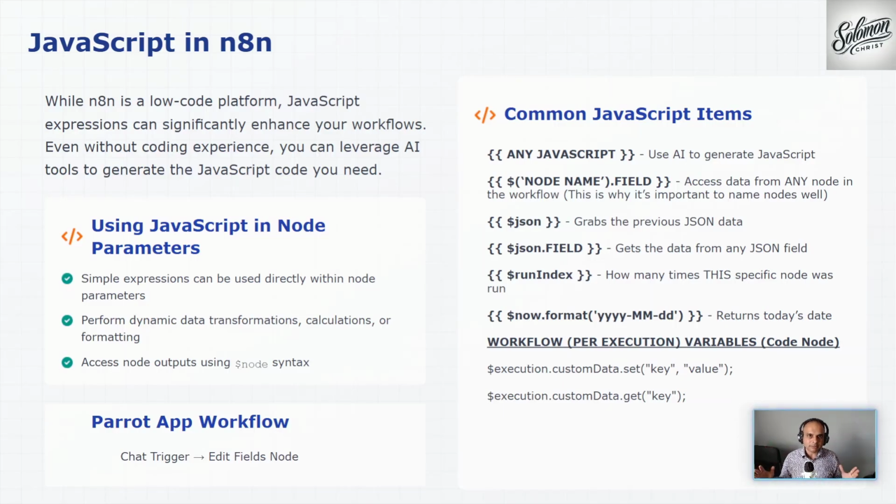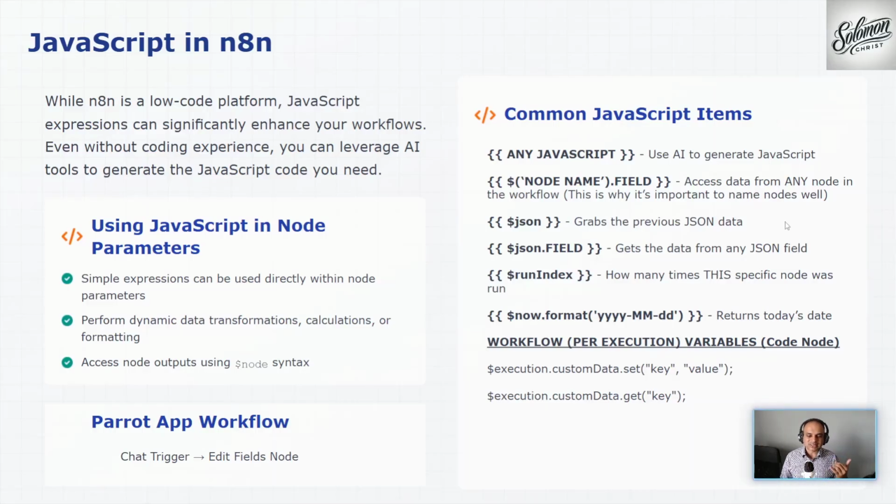This is really, really important because many times you're going to have a situation where you need data, but you don't need it from the previous node. You need it from several nodes deep. And that is why you use this exact command. And this is why we name nodes really well, so that it's easy to access them anywhere in your workflow.